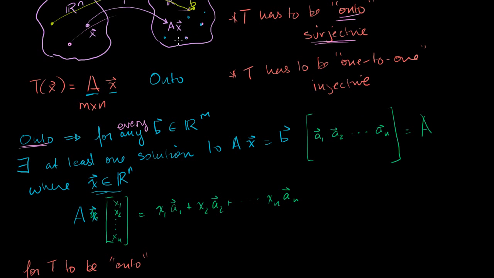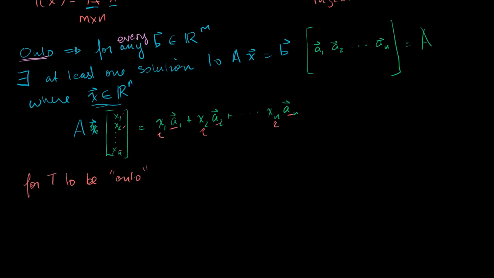You have to be able to get any vector here with a linear combination of these guys, right? And the linear combination is set up because the weights are just arbitrary members of the real numbers. This vector is just a bunch of arbitrary real numbers. So for T to be onto, the span of A1, A2, all the way to An has to be equal to Rm, has to be equal to your codomain.